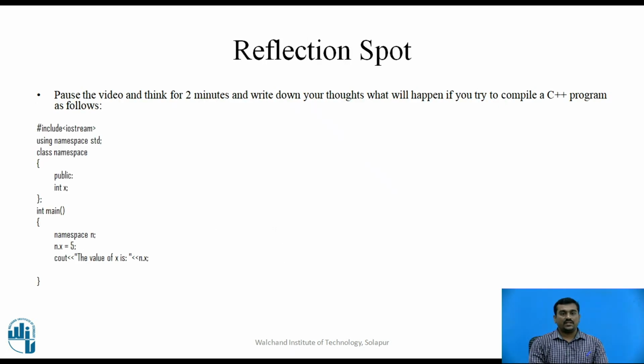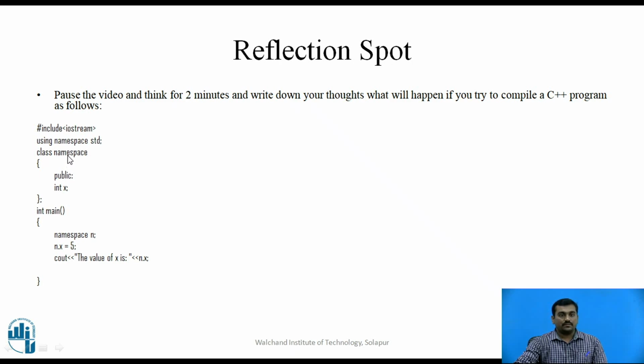Pause this video and think for 2 minutes and write down your thoughts. What will happen if you try to compile the C++ program which is given on this slide? It will give you a compilation error. Why? Because in C++ there is no mechanism to avoid the naming conflict.